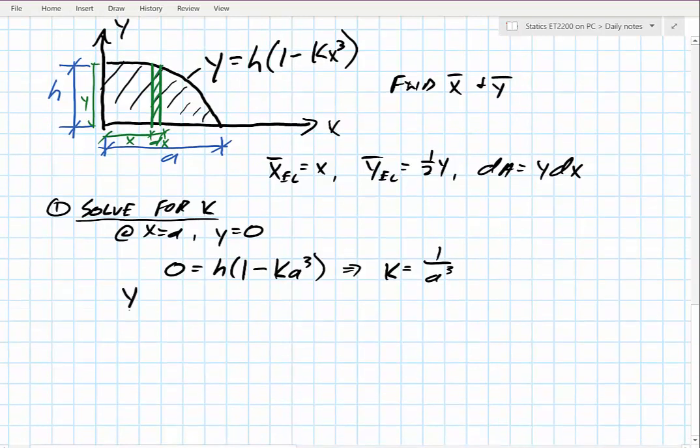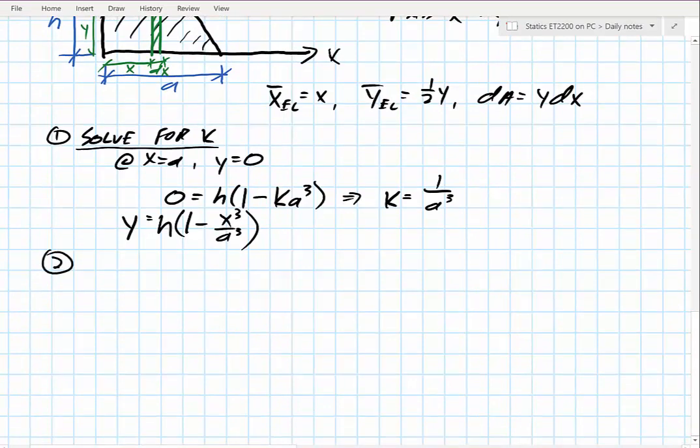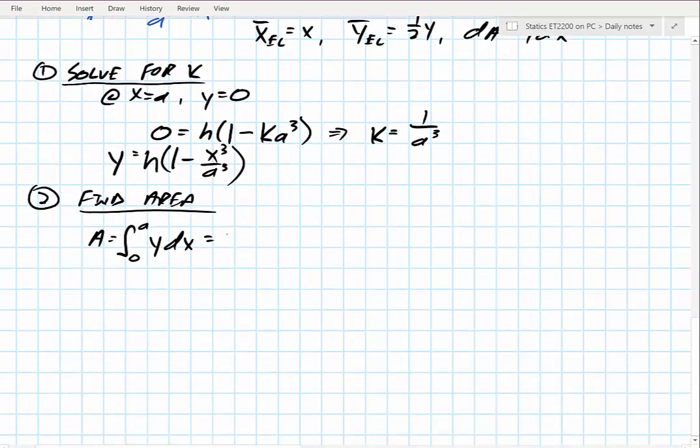All right, so there we have a k value. I actually have an equation for my y as a function of x, and I have h times 1 minus x cubed over a cubed. So the second step we said was to find the total area of our shape, and to find the area we said we can just integrate from 0. So if I plug in what I have now for my area, I have from 0 to a of h times 1 minus x cubed over a cubed.